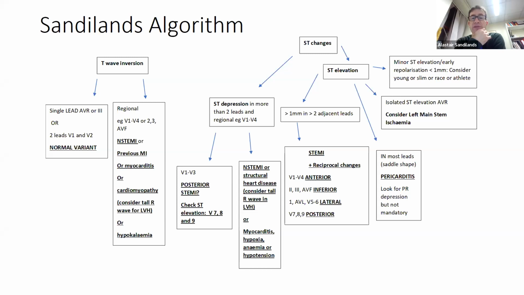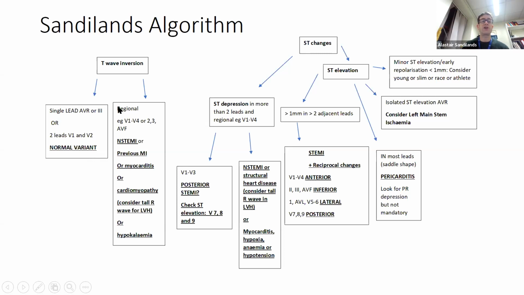So for this one, the algorithm we have to think about is not really a stepwise approach, but it could be a stepwise approach. It depends how you use it. So the first thing we're looking at is, is there T-wave inversion? If you have T-wave inversion in a single lead, AVR or lead 3 or leads V1 and V2, it's highly likely to be a normal variant. In fact, sometimes inferior T-wave inversion can be a normal variant. But it may not be in the context that they've had chest pain or are having chest pain. So remember, some T-wave inversion is normal.